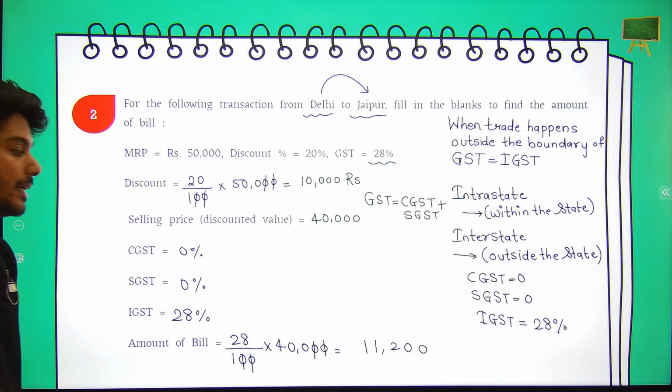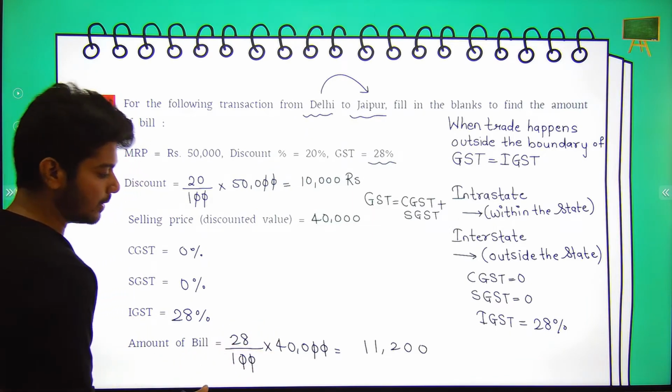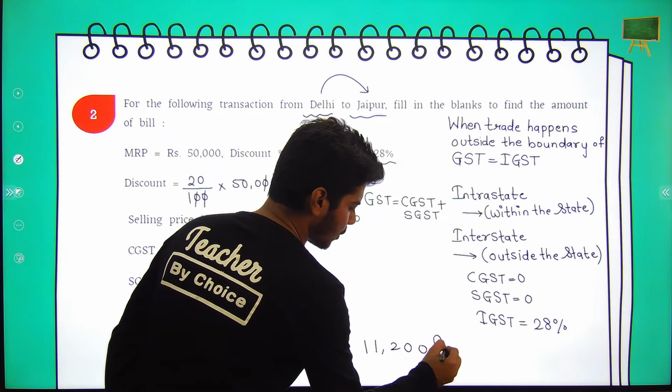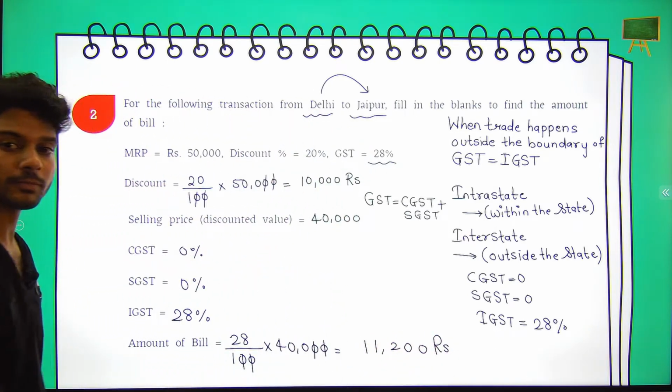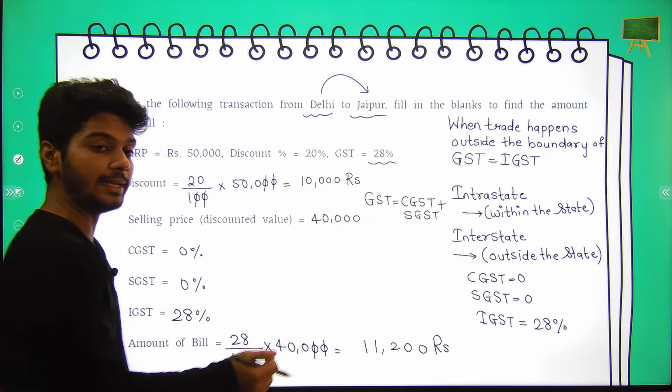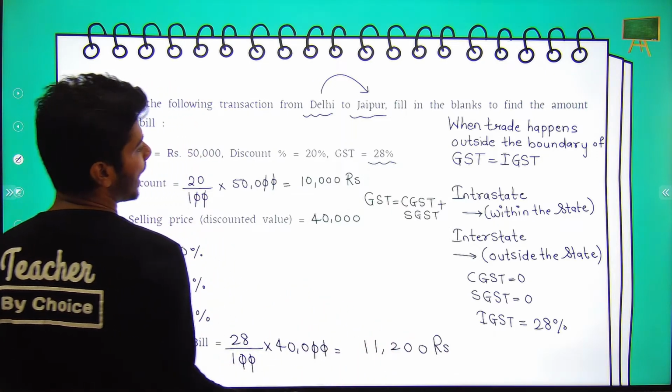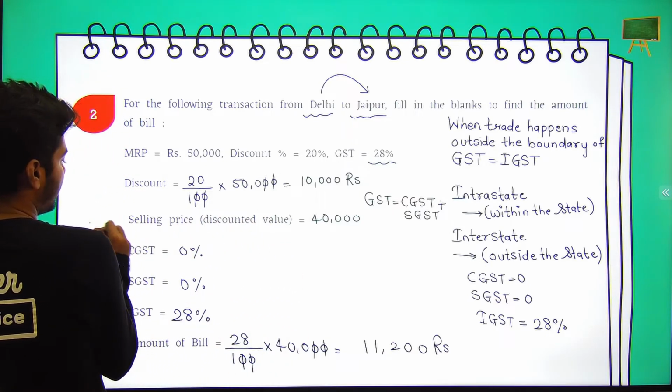11,200 rupees is the tax. Okay, so this is the tax amount, 11,200 rupees on the product of 50,000. I hope this part is clear. 11,200 rupees is the tax, and this amount will be added to this selling price.